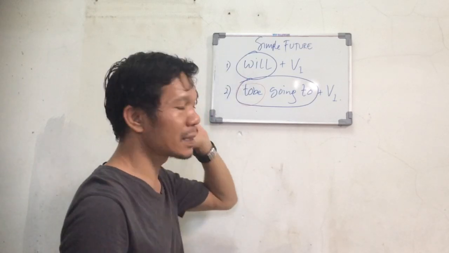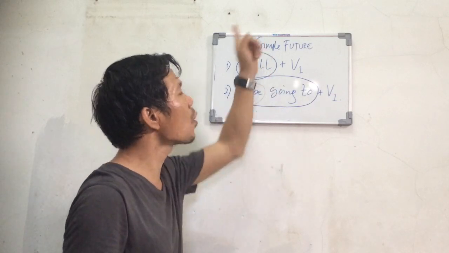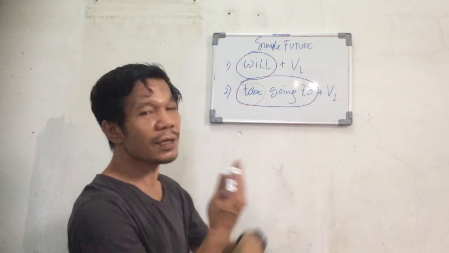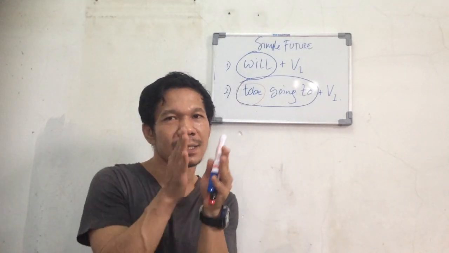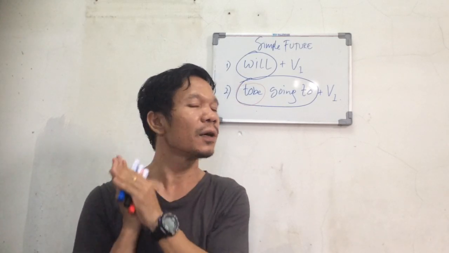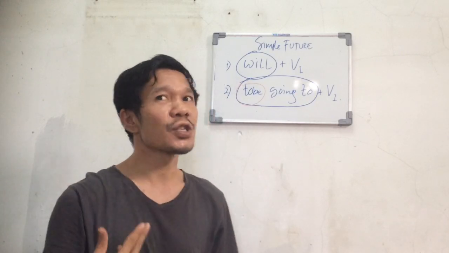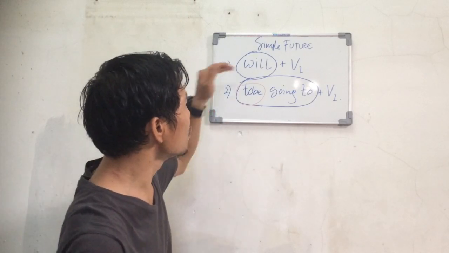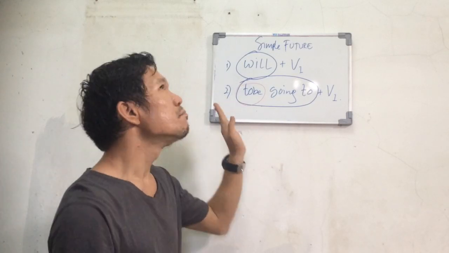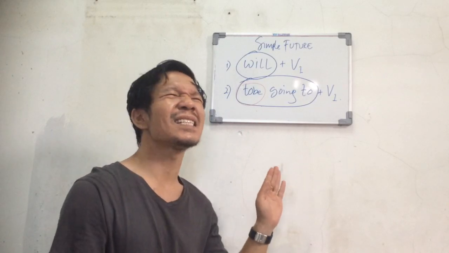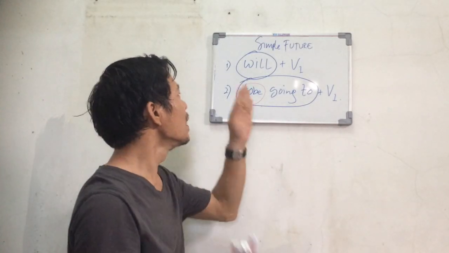So will is the auxiliary for simple future, and to be going to is the same. This is an auxiliary for simple future. So what is the difference? Let me tell you something. Will: if your plan is still 50-50, not 99% certain, we use will as the auxiliary. But if your plan is 90% up to 99%, or 75 up to 99%, use to be going to.